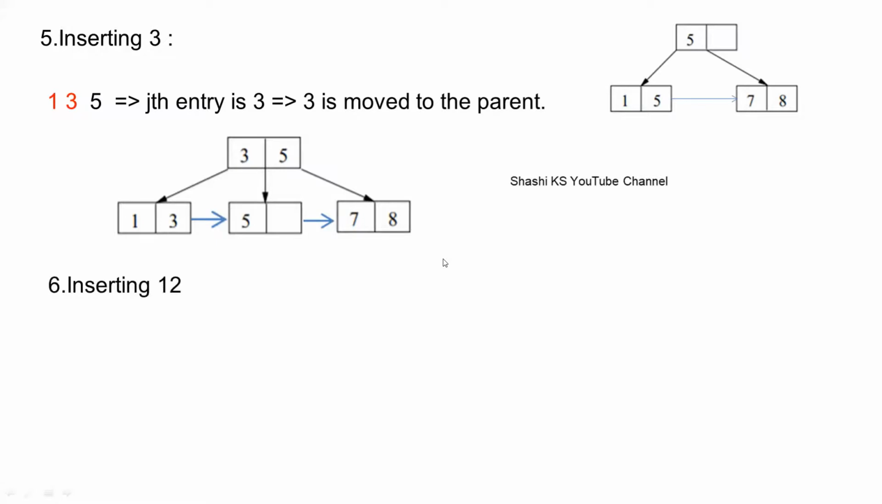The next is inserting 12. Again, it is always inserted following the search tree principle. So where will I insert 12? This is my existing tree. So 12 is greater than 5. Here you can see that there are 3 tree pointers. The first tree pointer is to the left of 3, the second tree pointer is to the right of 3, and the third tree pointer is to the right of 5. If the order of a B plus tree is 3, then it will have up to m tree pointers, and it will have m minus 1 keys in its nodes.